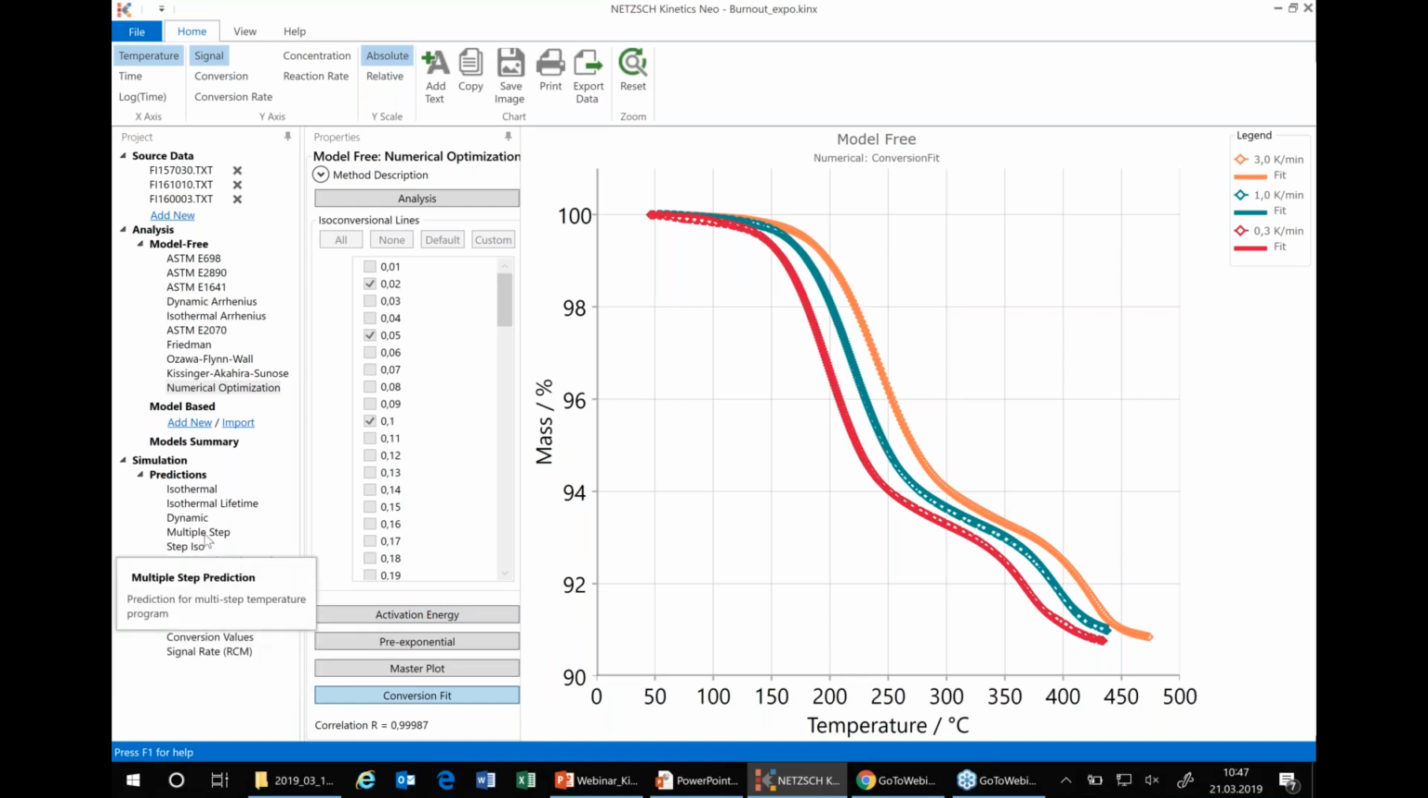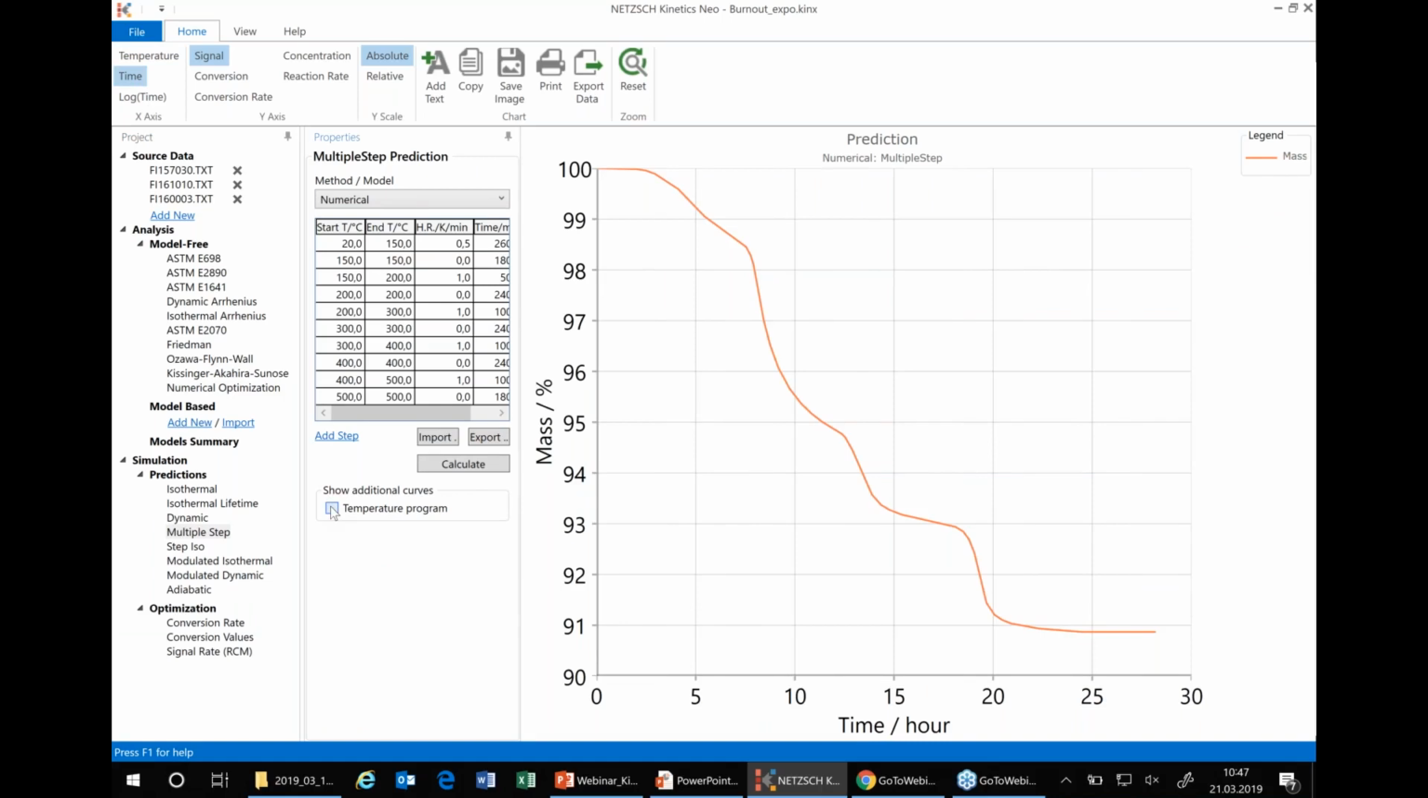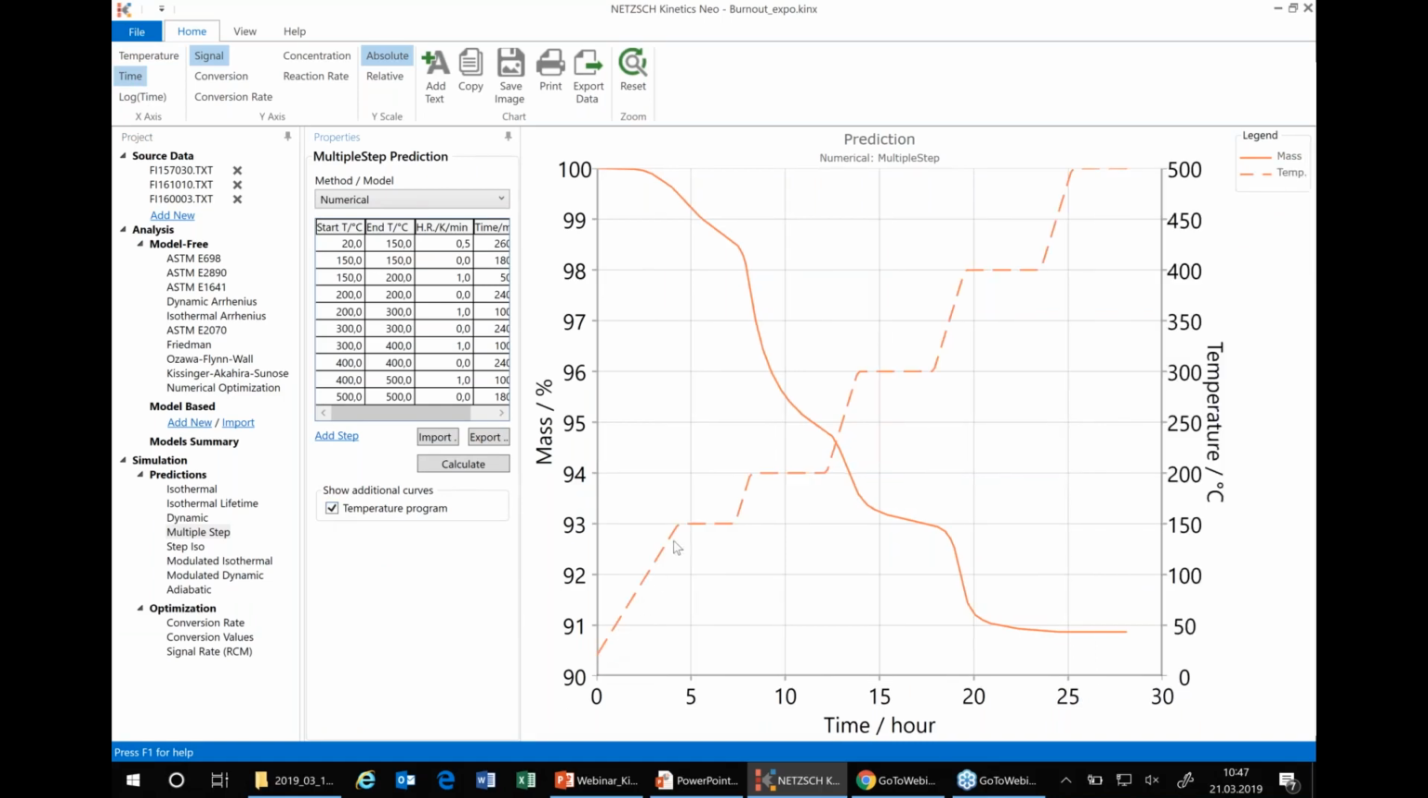Let's go to predictions or simulation. Here we have a non-optimized temperature program, which consists of several segments, heating, isotherm, again. For all this data, we can calculate the mass loss and see what happens immediately. If you would like to change something in this temperature program, then we can press calculate and see what happens for the changed temperature program. Now our task is to find the best quality in the shortest time.